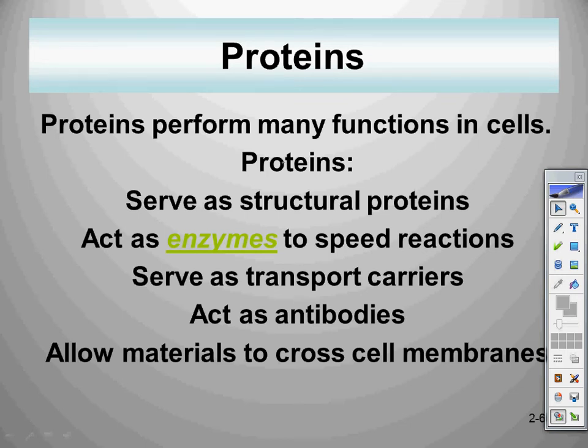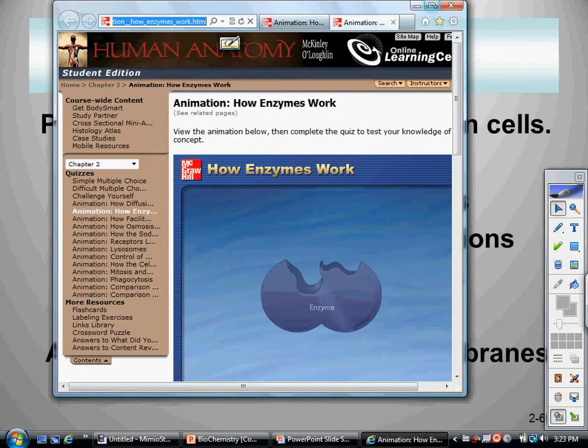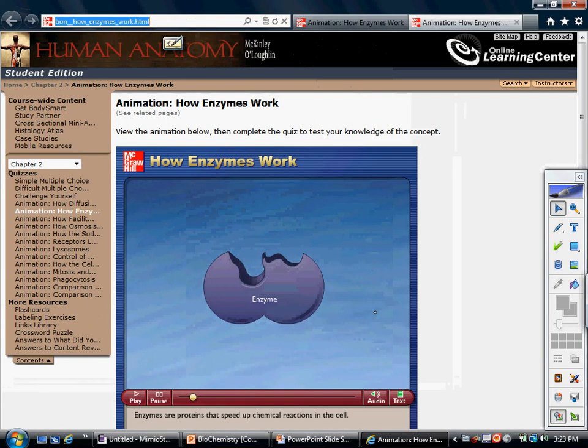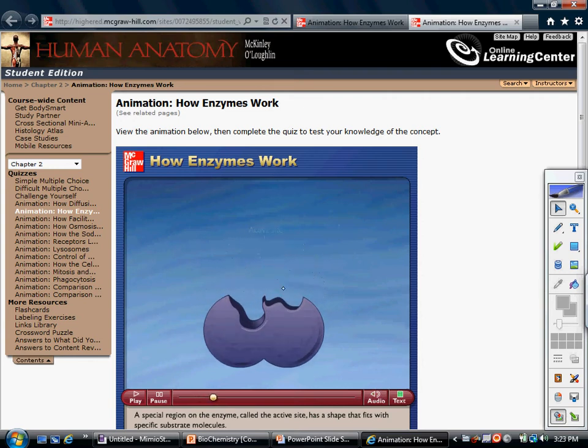Alright, let's go ahead and look at enzymes here. This is going to pull up an animation for us. Enzymes are proteins that speed up chemical reactions in the cell. A special region on the enzyme called... And I'm just going to turn the audio off and I'm going to talk my way through it. Basically, let me back this up a bit.